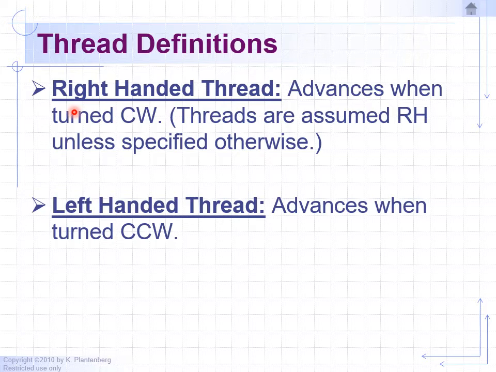A few occasions where you will encounter left-handed threads is where you don't want something to loosen up depending on rotation. One good example is bike pedals. Bicycle pedals, one of them will come with right-handed threads, the other one with left-handed threads, and you cannot mix them. They can only go on one side, one on the right side, the other on the left side. The reason is that when you're pedaling, you don't want the threads to loosen up, so it'll go in the opposite direction of the pedaling.